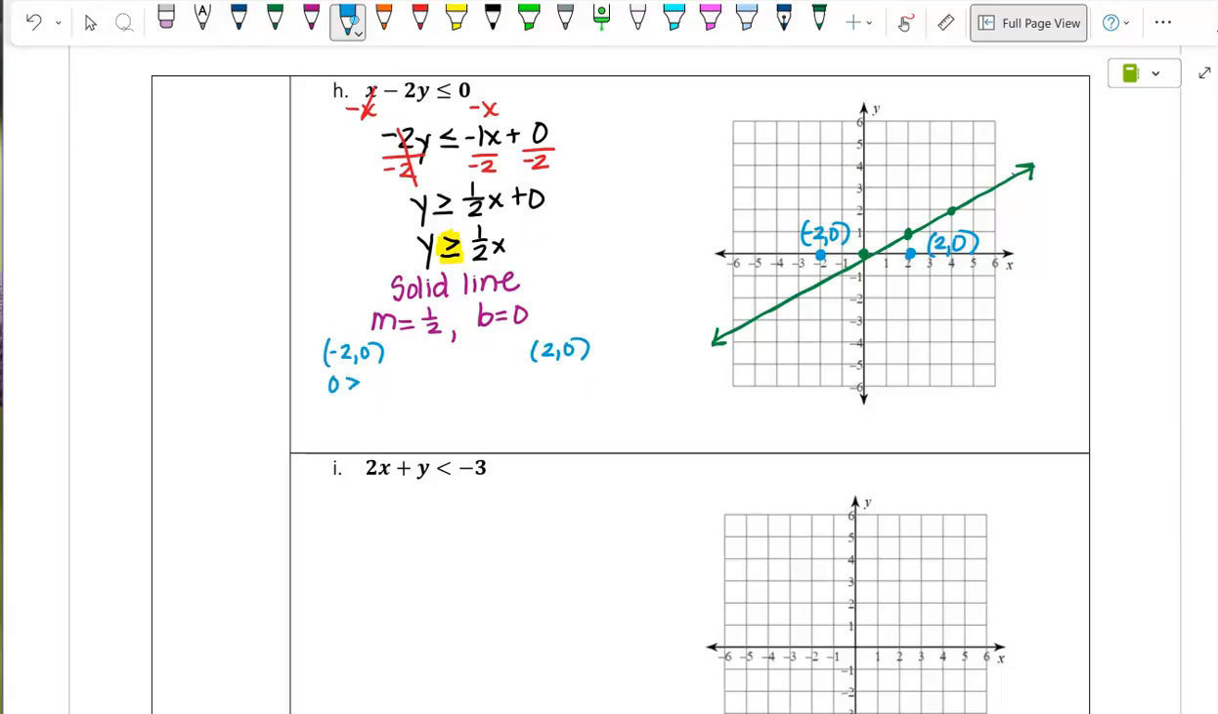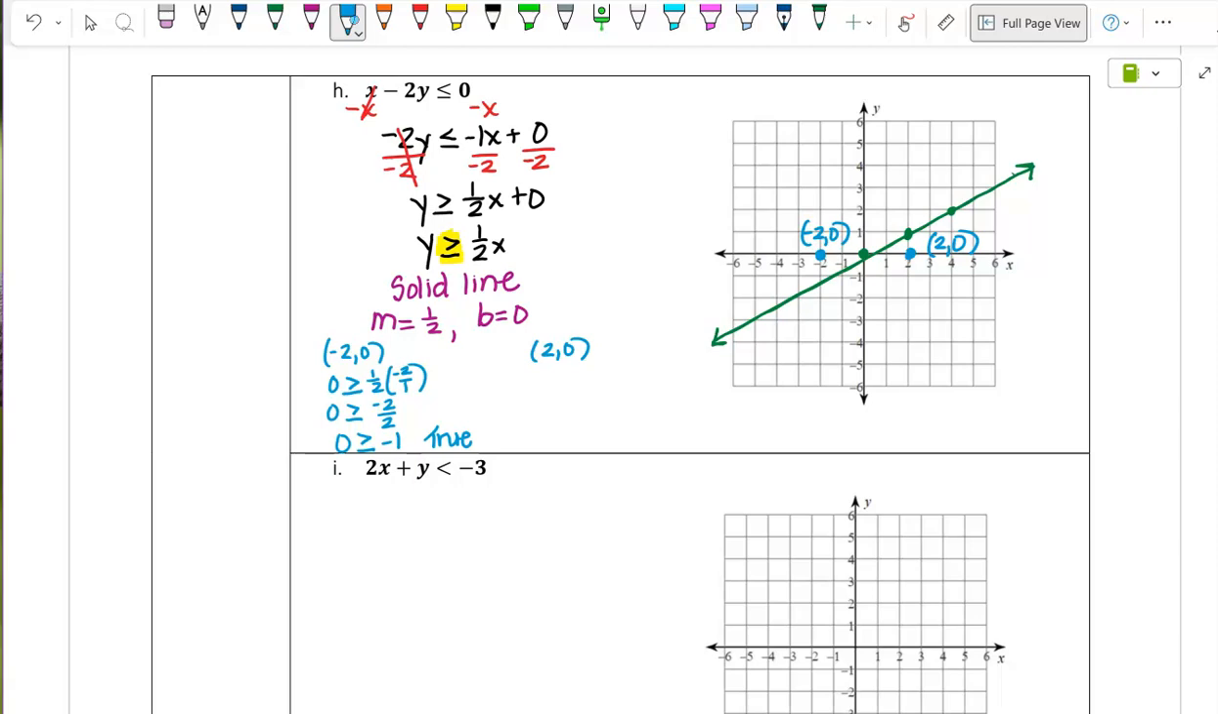So 0 is greater than or equal to 1/2 times -2/1. 0 is greater than or equal to -2/2. 0 is greater than or equal to -1. That is true. 0 is greater than any negative number.